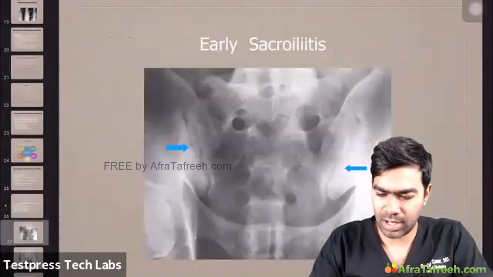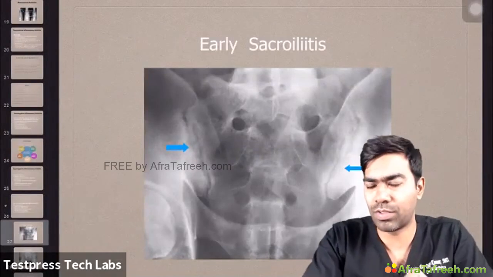Then apart from that, you can see this is an example of a seronegative arthritis.